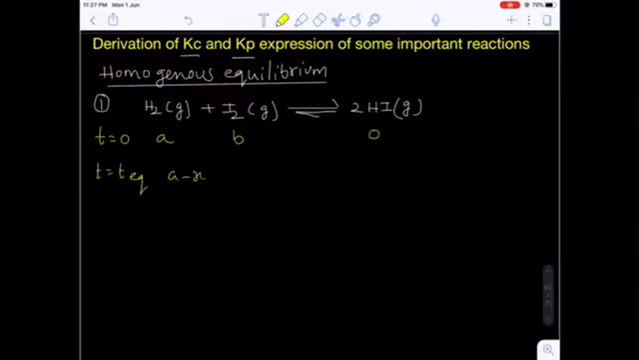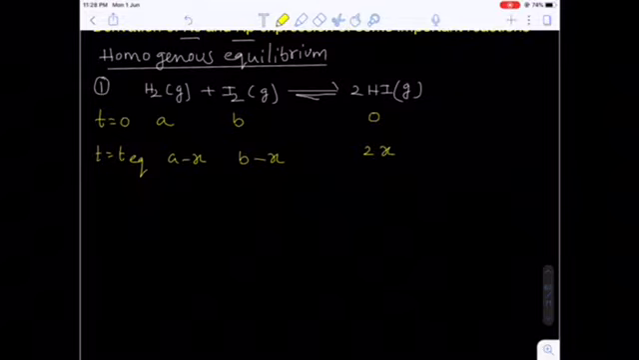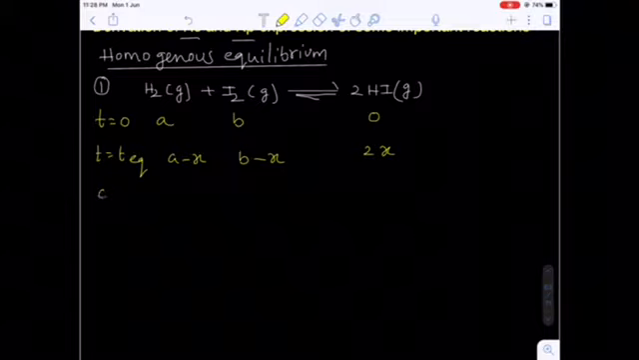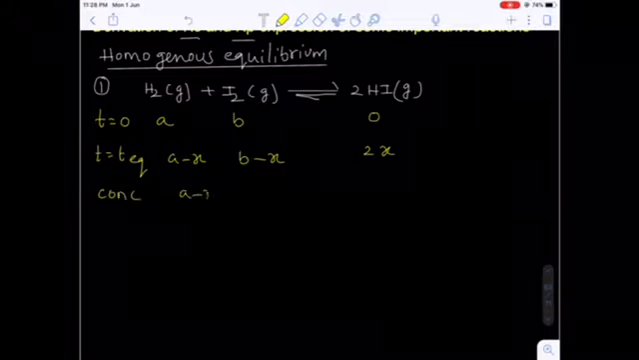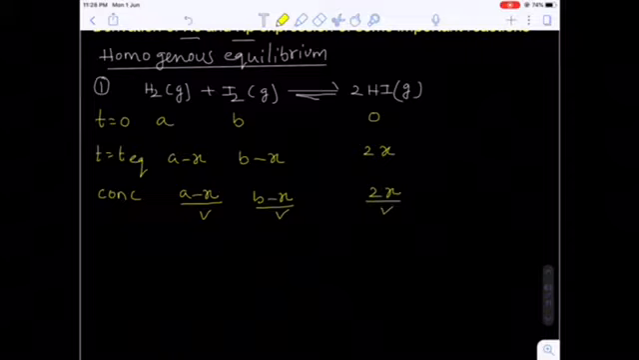When the system attains equilibrium, let's suppose x moles of hydrogen decompose. According to that, x moles of iodine also decompose because the stoichiometry is 1:1. The remaining moles of hydrogen will be a minus x and iodine will be b minus x. The number of moles of HI formed at equilibrium will be 2x because the stoichiometry is 2. Now, concentration is the number of moles divided by volume in liters. This is the concentration at equilibrium.